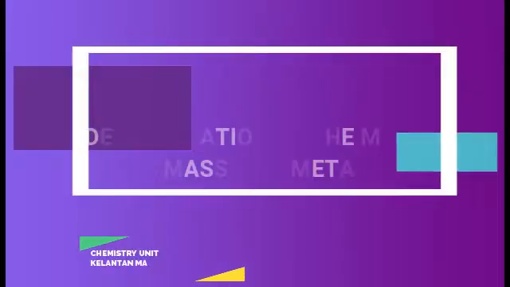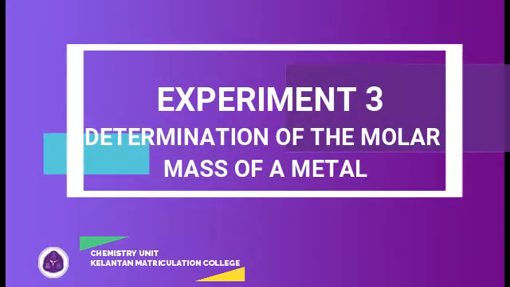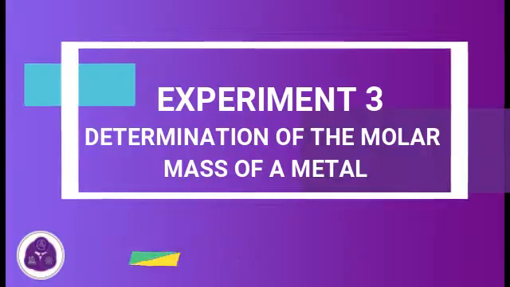Hello guys! In this video, I am going to show you how to carry out experiment 3, determination of the molar mass of a metal. For this experiment, we have two objectives. The first objective is to standardize hydrochloric acid solution, and the second objective is to determine the molar mass of an alkaline metal by back titration method.